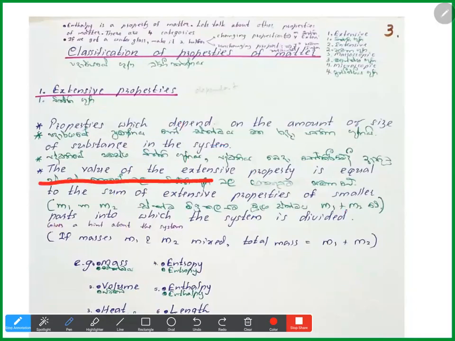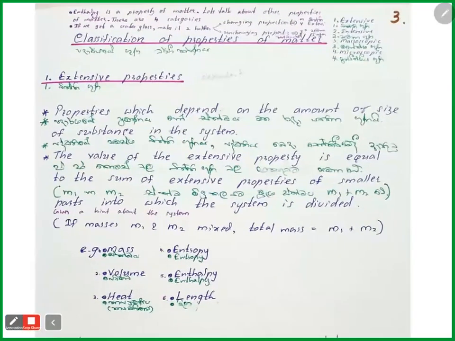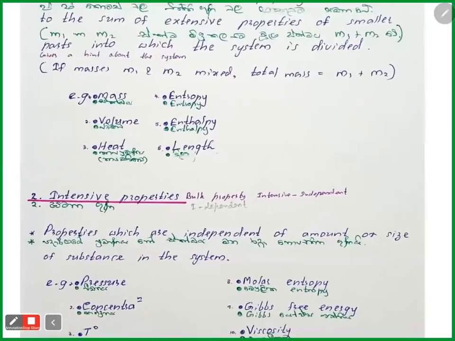The value of the extensive property is equal to the sum of extensive properties of smaller parts into which the system is divided. Like mass is getting down if you divide, but if you add them together, you are going back to the same total mass. So extensive properties we can add up to get this final.